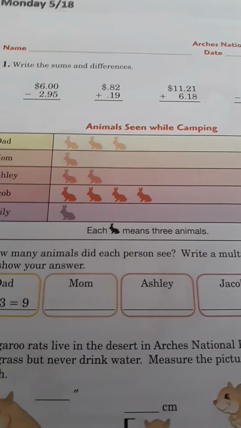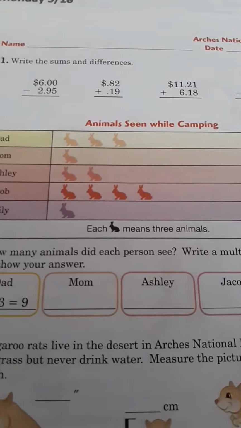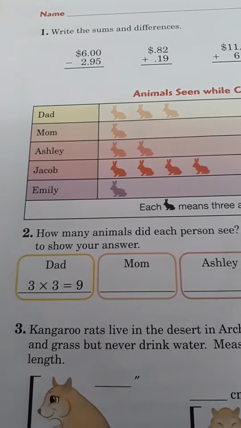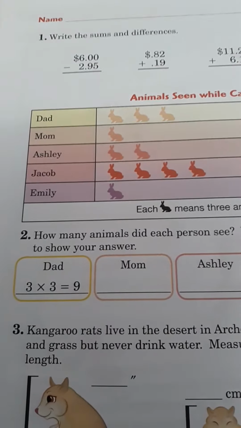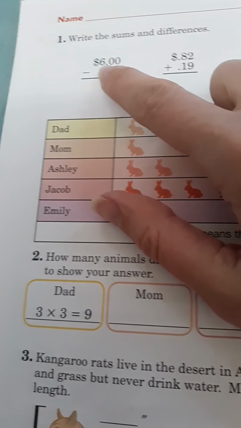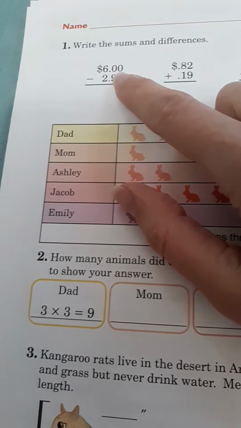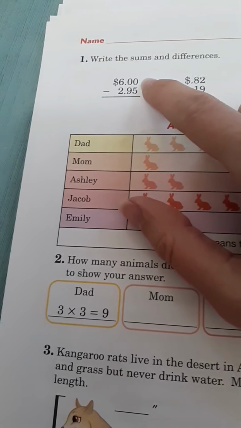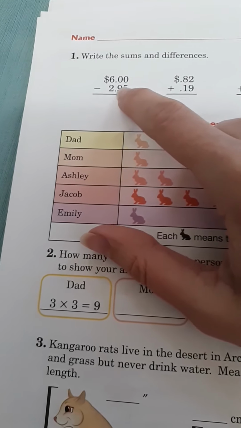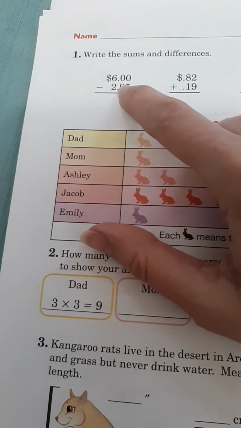We're looking at Arches National Park in Utah, and section 1 says write the sums and differences. When you do this, you're going to need to remember to keep your columns straight. So that means 0 minus 5, you're not going to be able to do that. You're going to need to borrow all the way from the 6, make this one into a 10 and then into a 9, and this one into a 10. So you're going to subtract, make sure you carry that decimal point, the dot, and make sure you have the dollar sign at the bottom, okay?